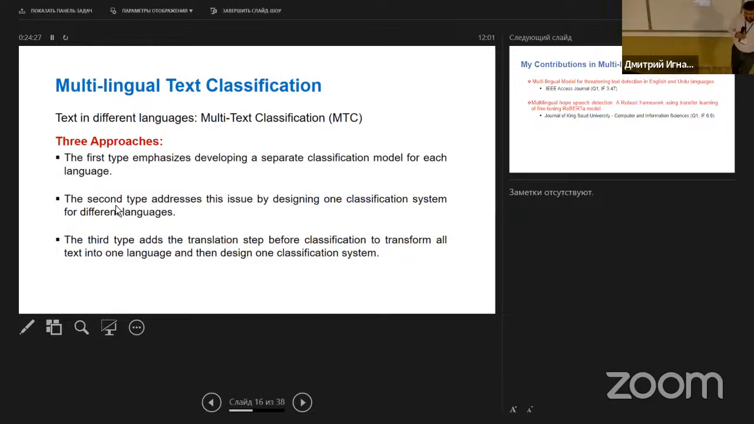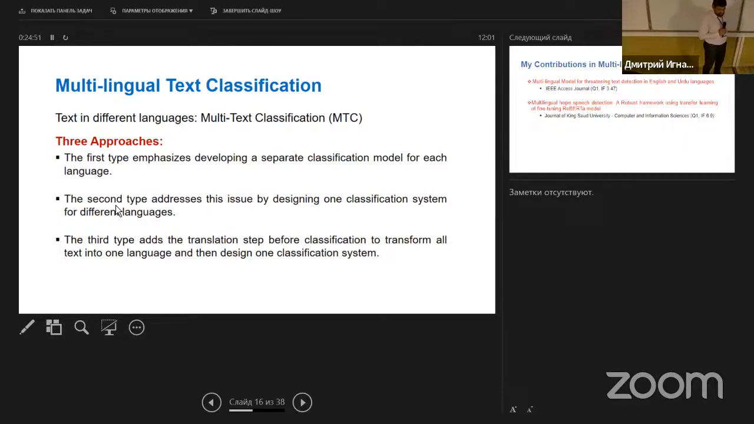The second approach emphasizes that we can deal with this issue by designing one classification system that handles all languages. That is really difficult, because we are going to handle multilingual, multi-text data at the same time. So that is the second approach. We can call it a joint multilingual approach.